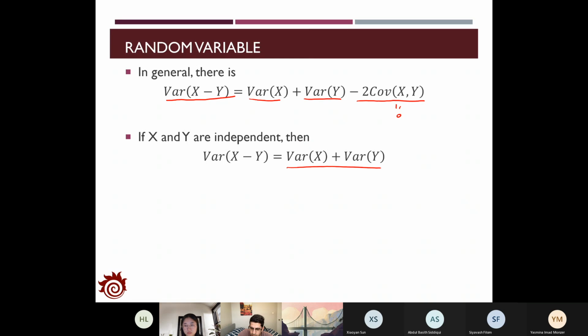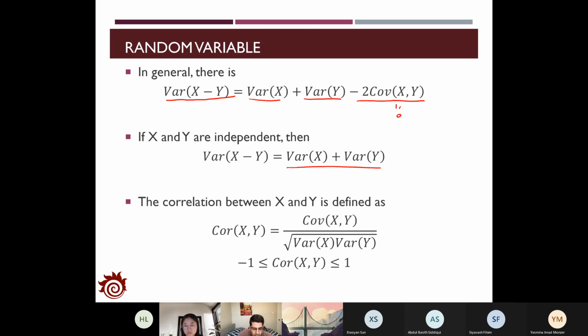If x and y are totally independent, the covariance is 0. But if x and y are dependent on each other, where y equals x, then definitely you will get 0 values.